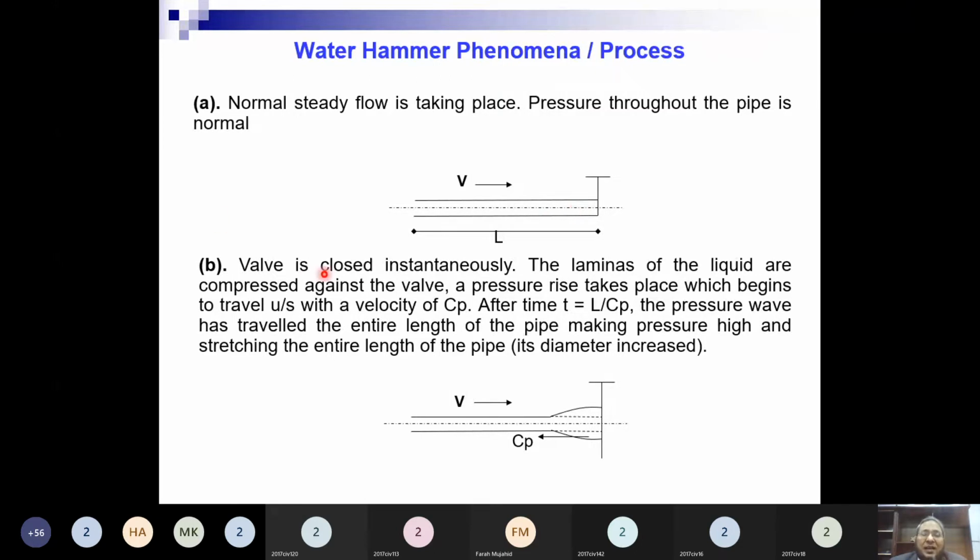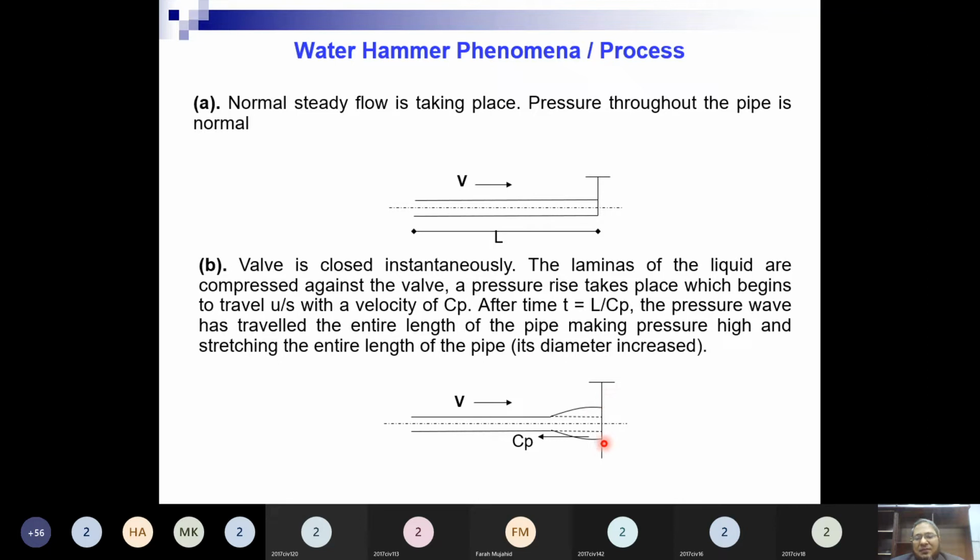Now the valve is closed instantaneously. What will happen now? The laminas of the liquid are compressed against the valve. A pressure rise takes place, which begins to travel upstream with a velocity of Cp. The pressure wave moves forward with velocity Cp. After time t, which is equal to L over Cp, the pressure wave has traveled the entire length of the pipe, making pressure high and stretching the entire length of the pipe.